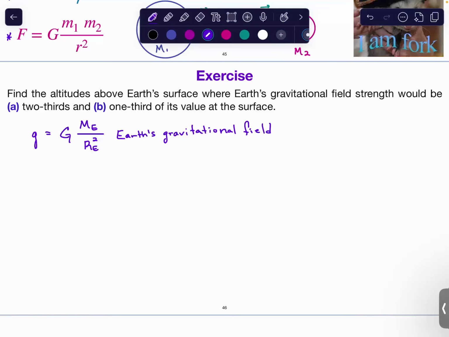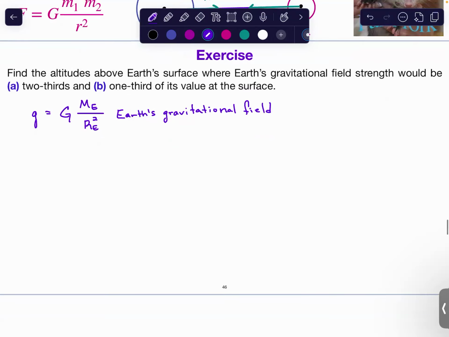Okay, so essentially what we're looking for is a new field strength, and at what altitude, at what height, that occurs. So we're going to call our new gravitational field g prime. That's going to be some factor n times the original gravitational field, where at one point n is going to equal 2/3, and at the other point, it's going to equal 1/3.